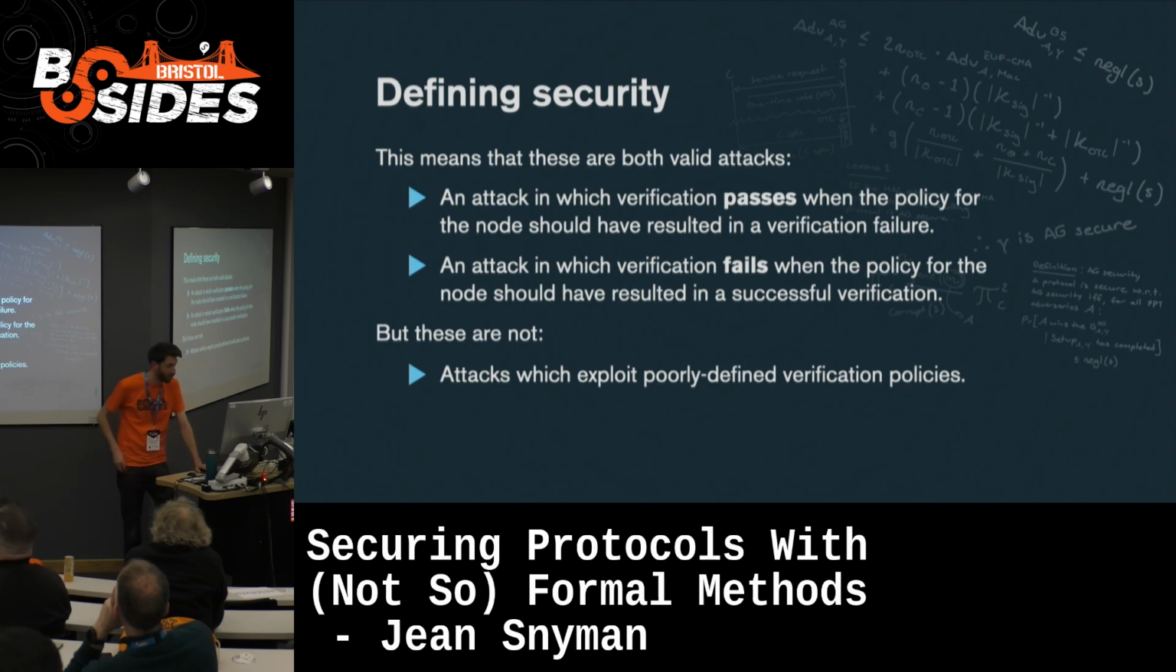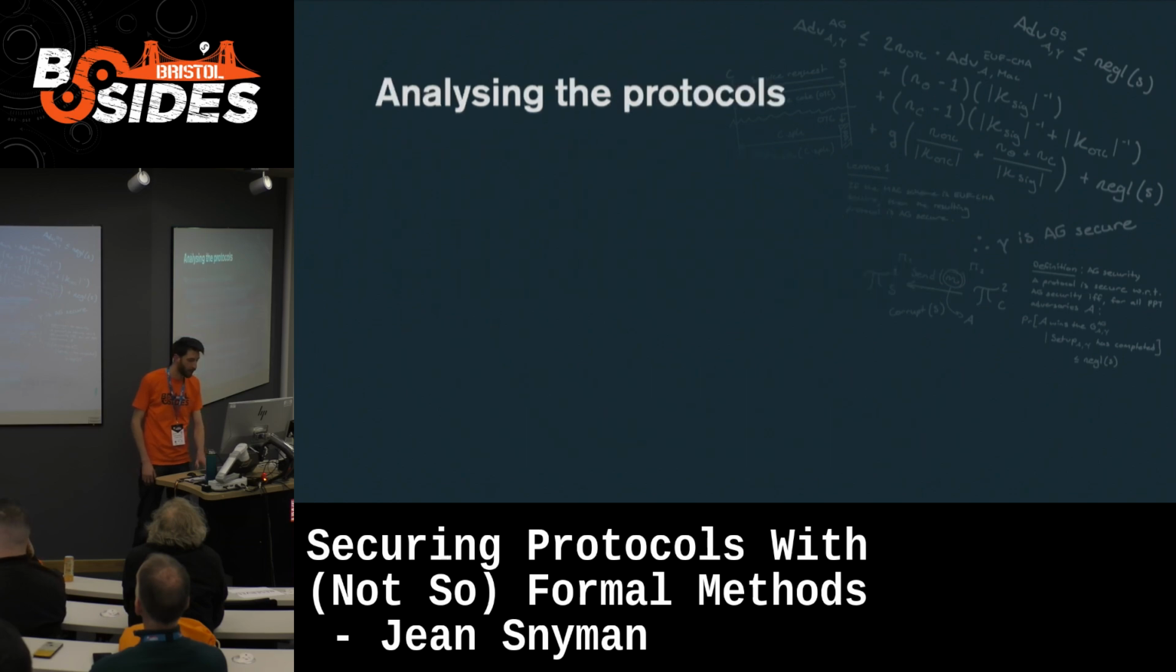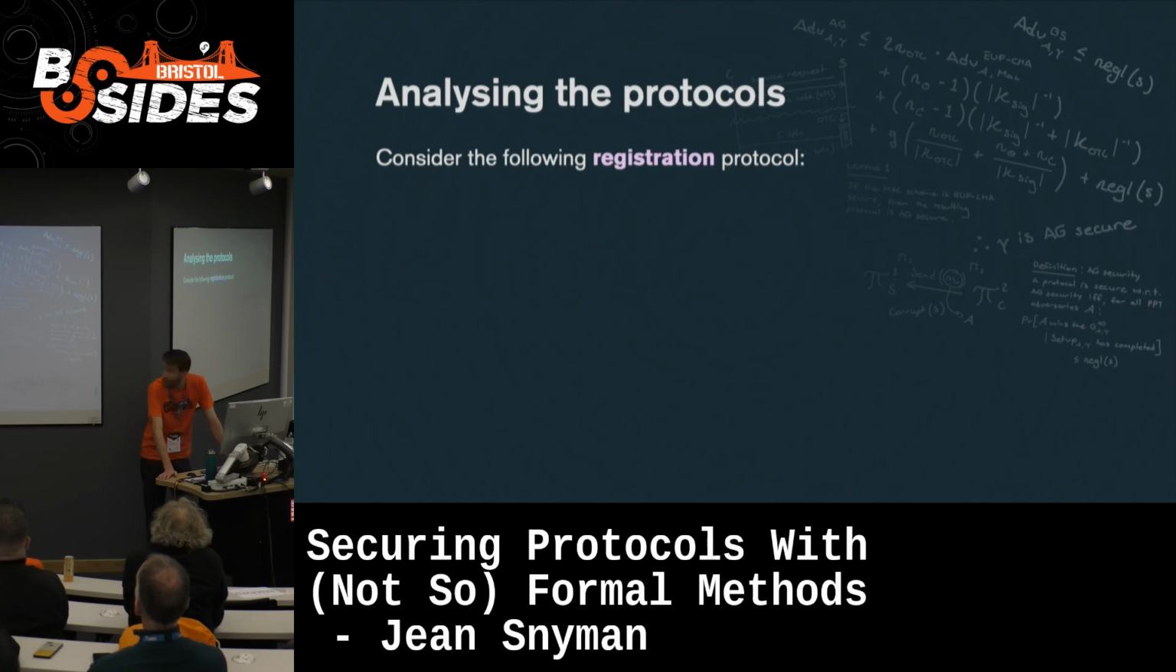But attacks which exploit poorly defined verification policies, so your policy doesn't capture that particular modification of the system, that's out of scope. Also, these measures of system state are just measures. They're not a complete picture of the system state, right? So attacks which involve modifying those parts which aren't reported to the verifier are also, of course, out of scope. All right. So now, using this, let's actually look at some protocols together.